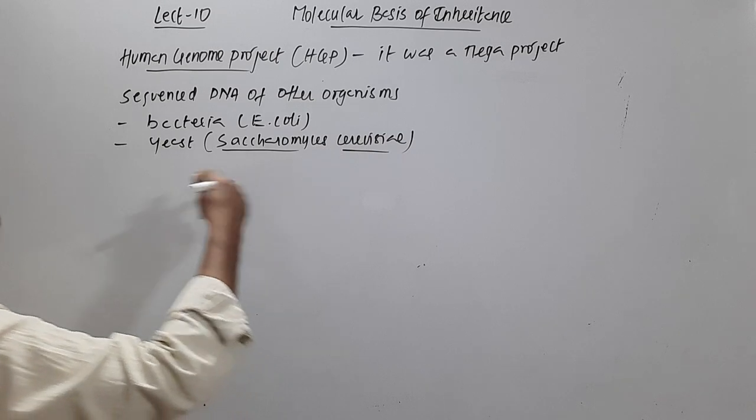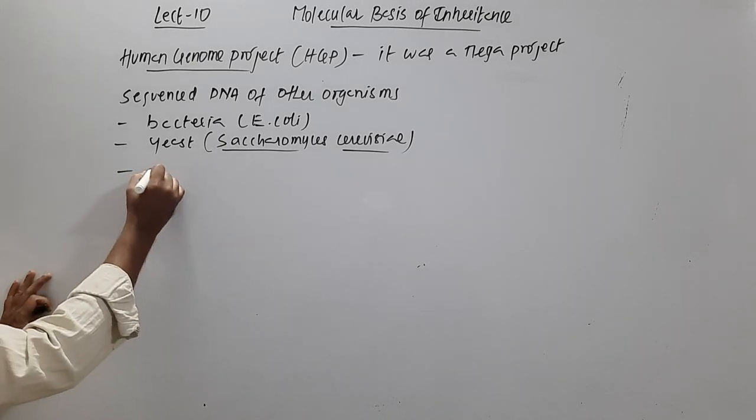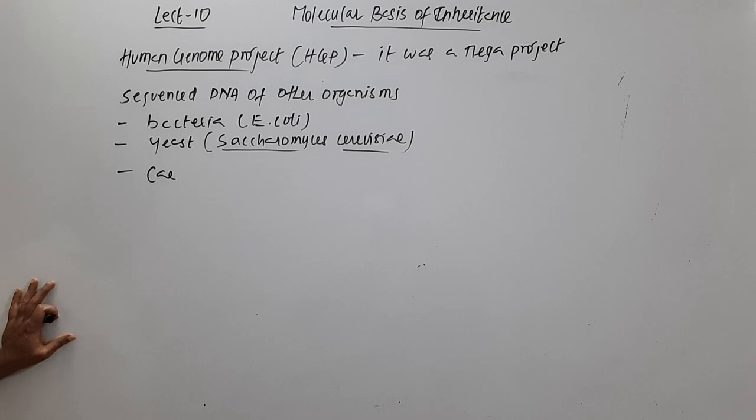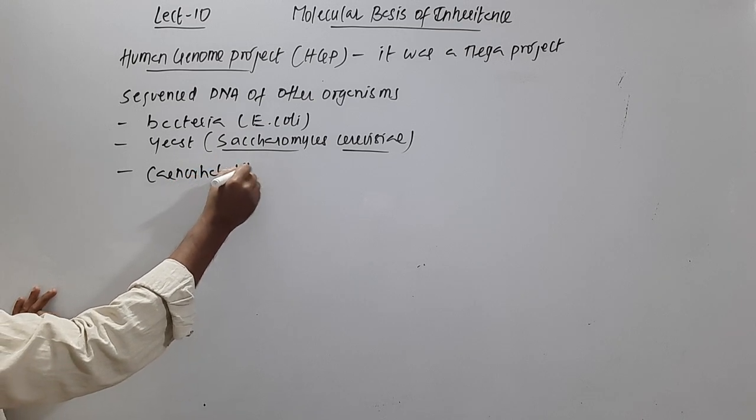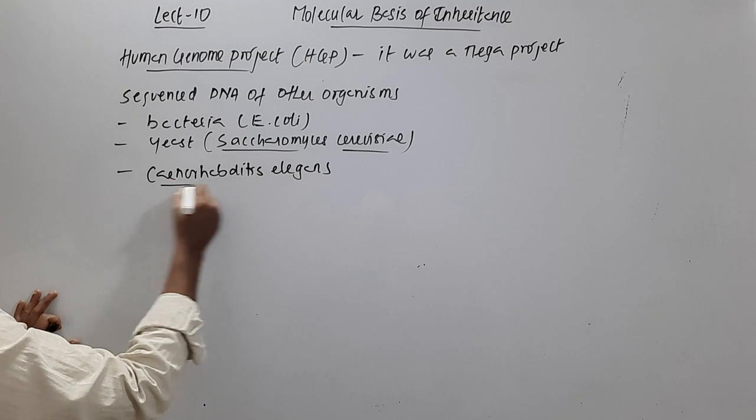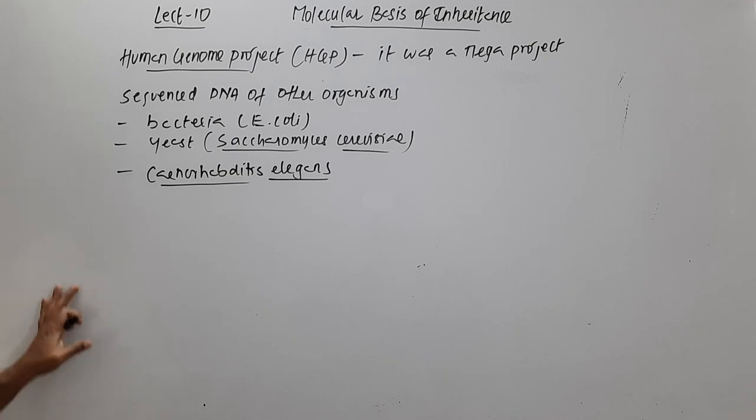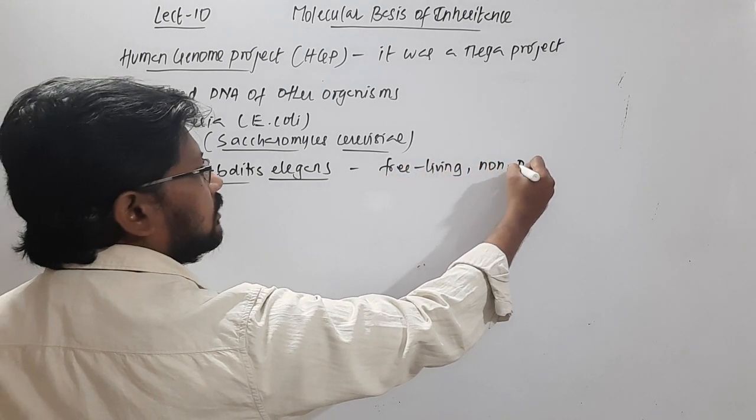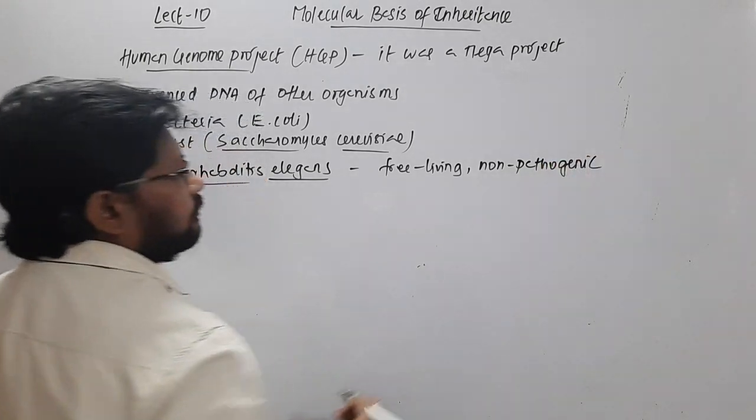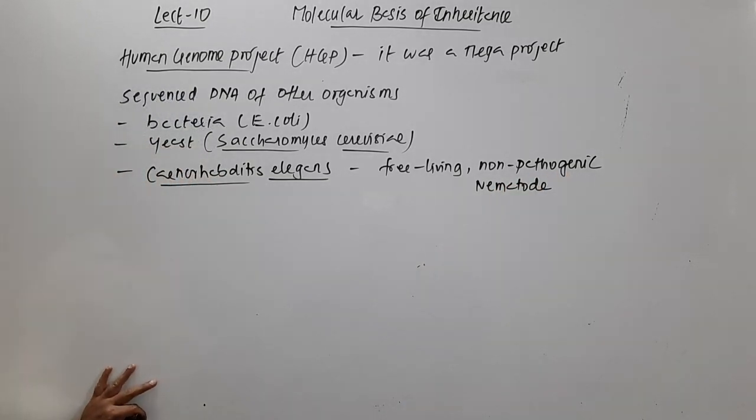Its DNA is sequenced, and then a non-pathogenic nematode called Caenorhabditis elegans. This is a free living, non-pathogenic nematode; non-pathogenic means it does not cause disease. That organism's DNA we have also sequenced.